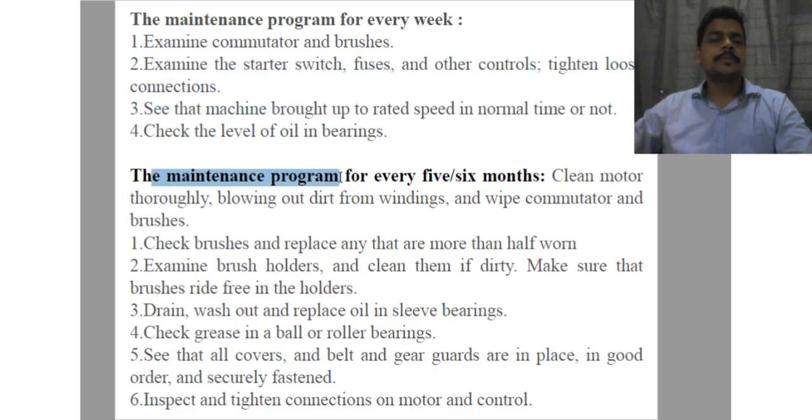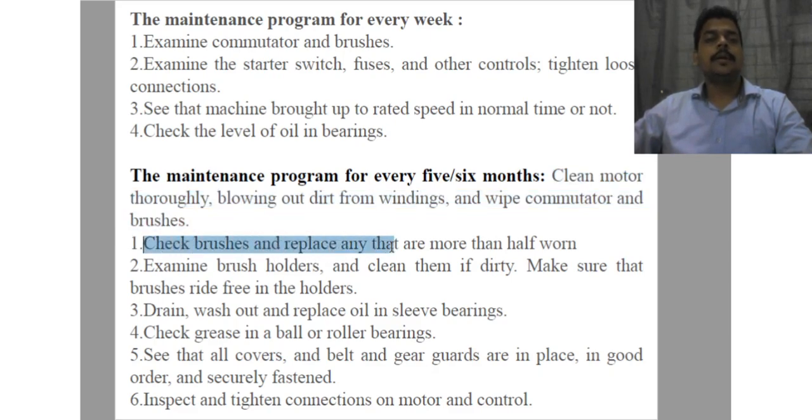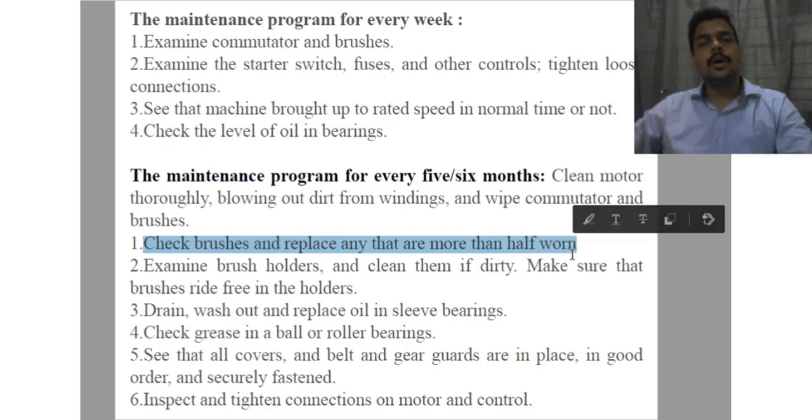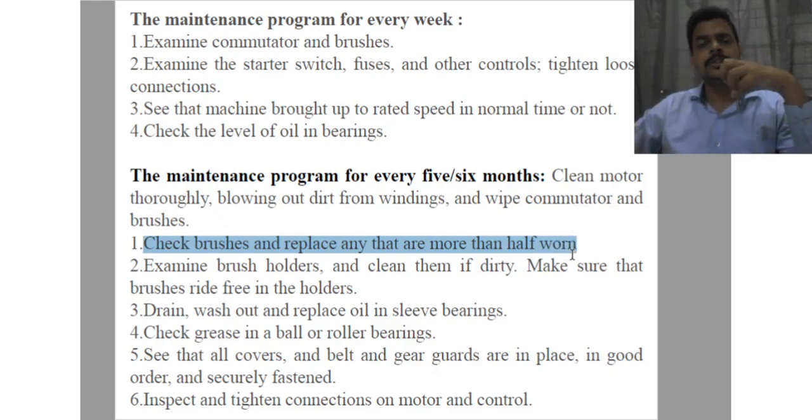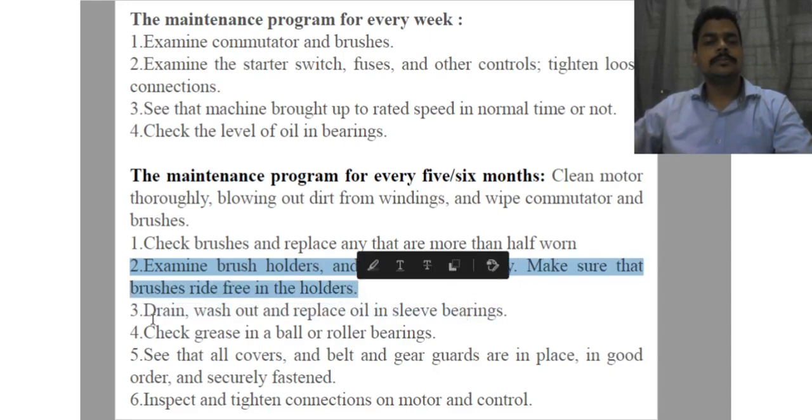The maintenance program for every 5 to 6 months requires cleaning the motor thoroughly, blowing out the dirt from the winding, and wiping the commutator and brushes. Shake the brushes and replace any that are more than half worn. So we have to remove the half worn brush and replace it with a new one. Examine the brush holders and clean them if they are dirty. Make sure that the brushes ride free in the holders.